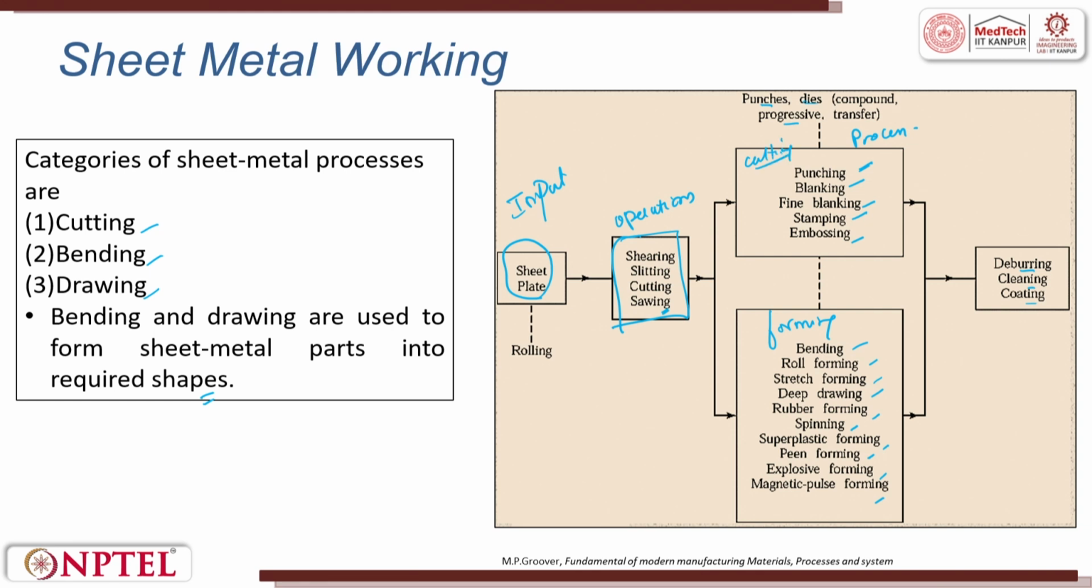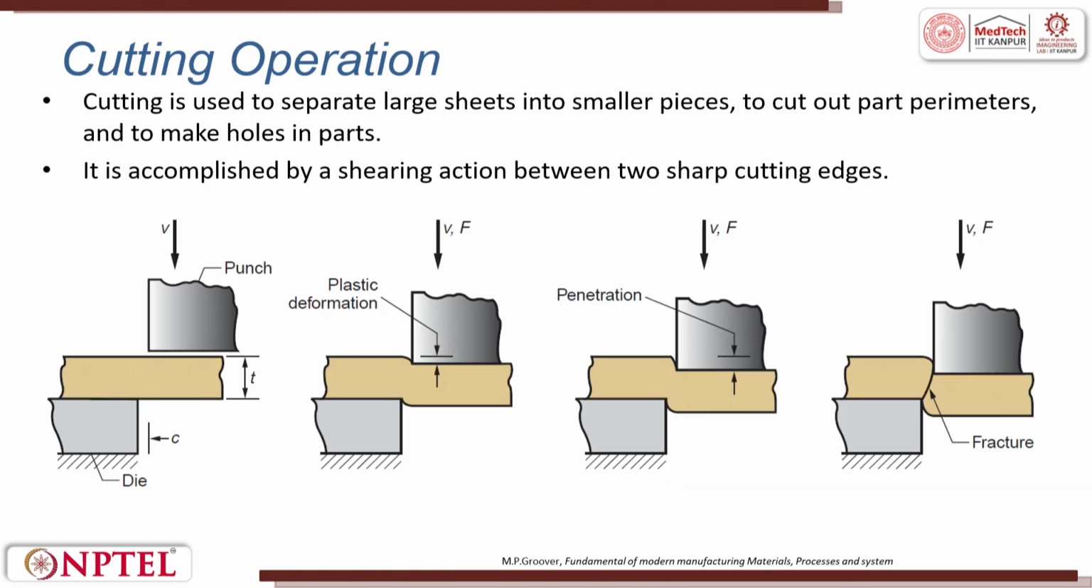Cutting, shearing, slitting, all these things come here. So, cutting operation. Cutting is used to separate a large sheet into small pieces. You take a vegetable, cut it into small pieces. To cut out part perimeters and to make holes in parts, we do this cutting operation.